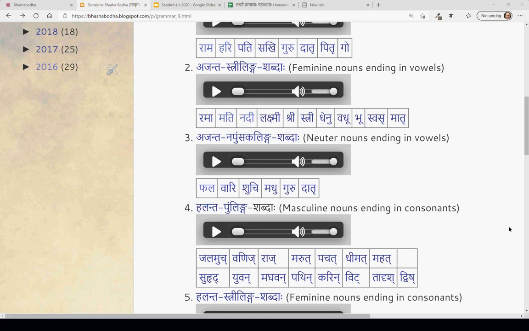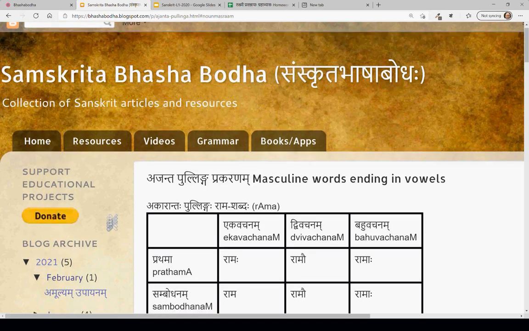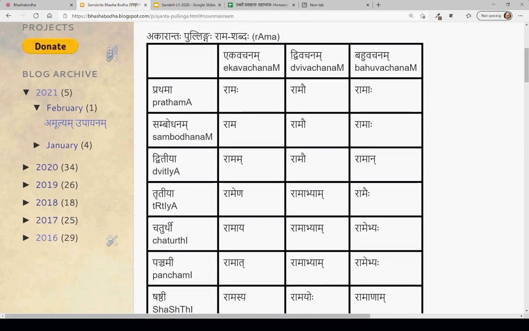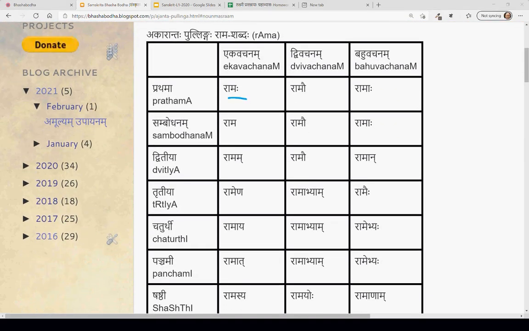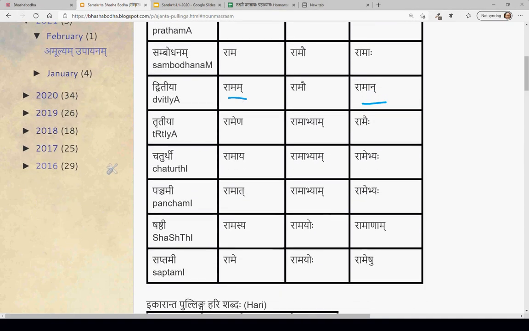So for this Rama, an Akaranta Pullinga Shabda, what is the Shashti Vibhakti Ekavachanam? We know. Like here, Prathama Vibhakti Ekavachanam is Ramaha and Bahuvachanam is Ramaha. And Shashti Vibhakti, you come down here, we have Ramasya. And what is the Bahuvachanam? Ramanam. Now here also it changes to Na, with the same rule. So you go to Rama.